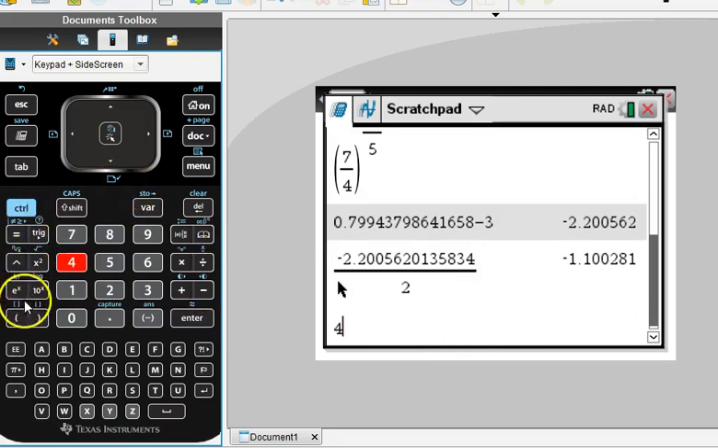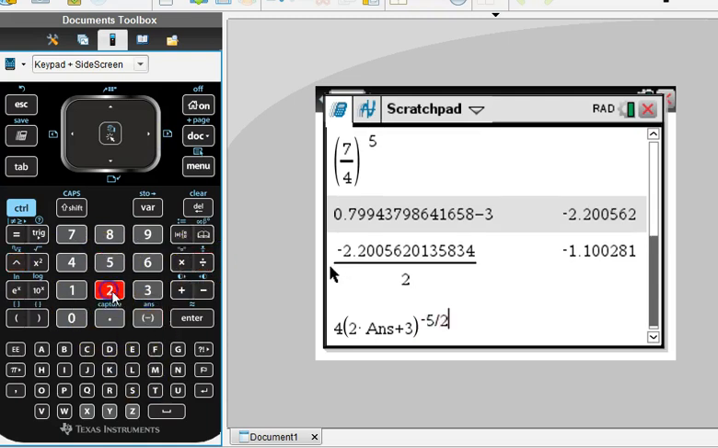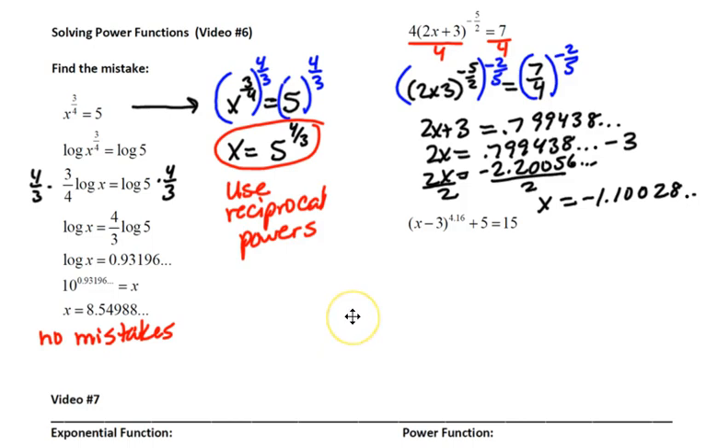So I have 4 times, in parentheses, 2 times the answer, plus 3, and then I need to raise that to the negative 5/2 power, negative 5 divided by 2, and I got 7. Okay, so you can double check by just putting the number back in the equation. Okay, the next example, very similar.